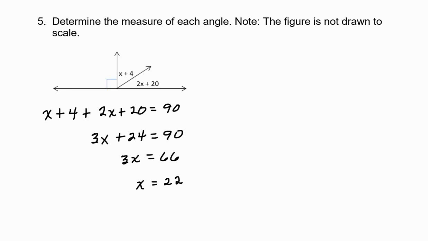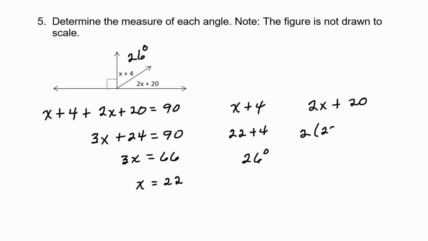So the first angle's measure is x plus 4, so it's going to be 22 plus 4. So that angle is 26 degrees. So I'll go ahead and label that. And the second angle is 2x plus 20. So 2 times 22 plus 20, which is 44 plus 20. So that second angle is 64 degrees. And when you add those two together, you do get 90.